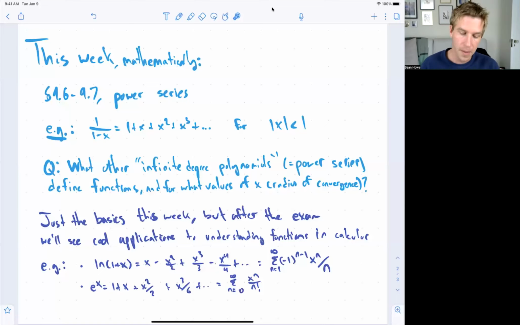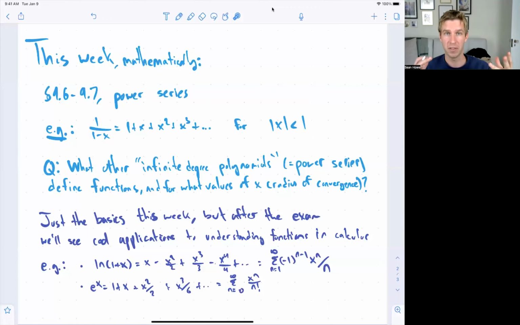And if you look at that, if you just think of one value of x, like if x is a half, then you get the sum of 1 plus a half plus a quarter plus an eighth plus a 16th and so on. That gives you 1 over 1 minus a half, which if you sort that out, that's 2. So that gives you something interesting if you plug in a specific value of x.